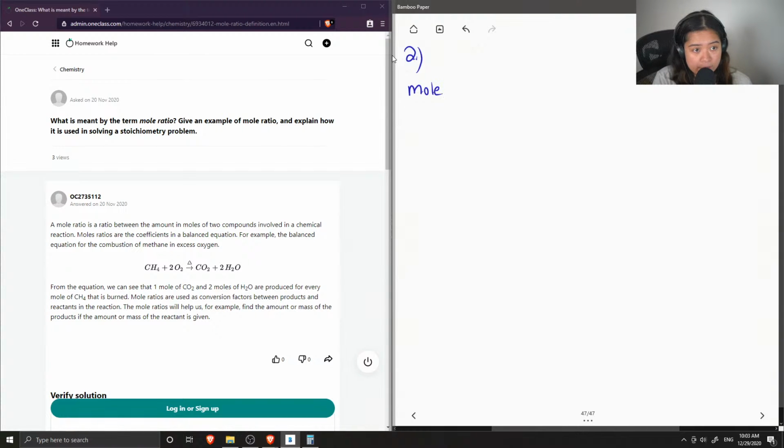Okay, so let's define what mole ratios are. So mole ratios are the conversion factors between all of your products and reactants.